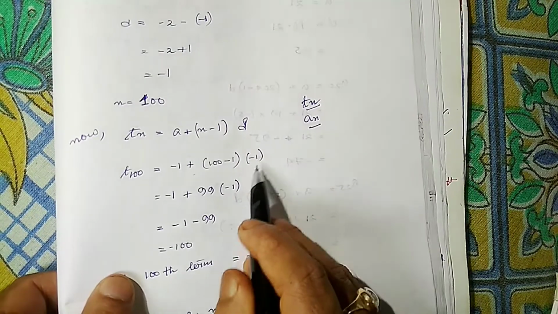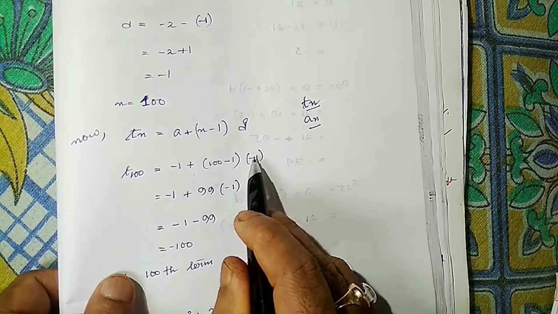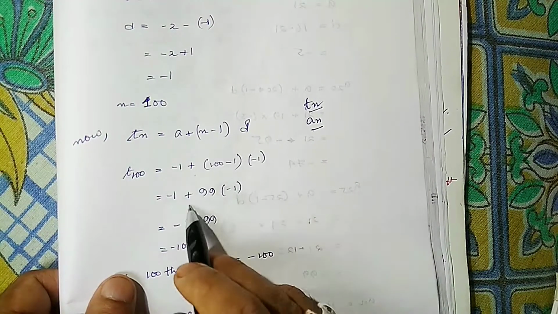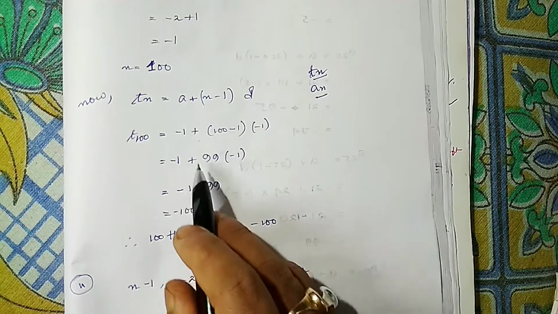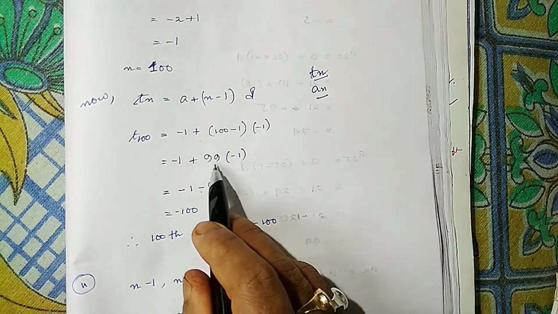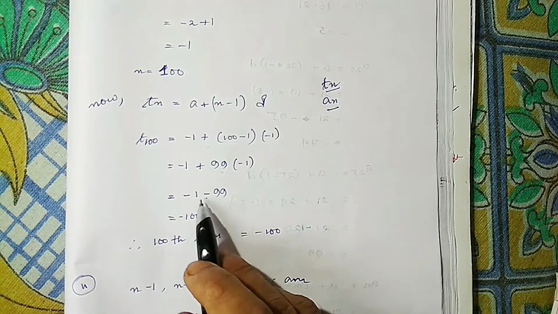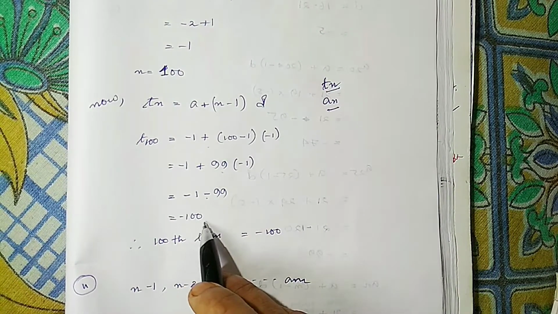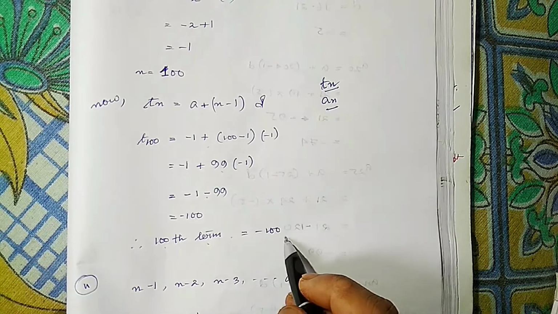Remember, this d must be written in brackets because it is this quantity into this quantity. Now -1 plus 100 minus 1 is 99 into -1. So -1 minus 99 is -100. Therefore the 100th term of this AP is -100.